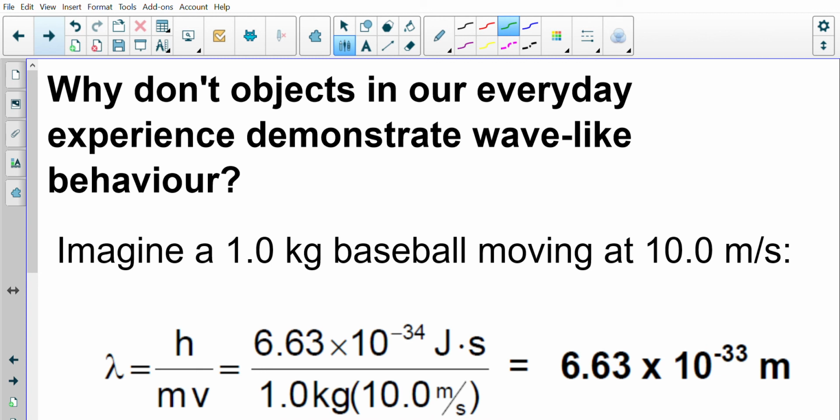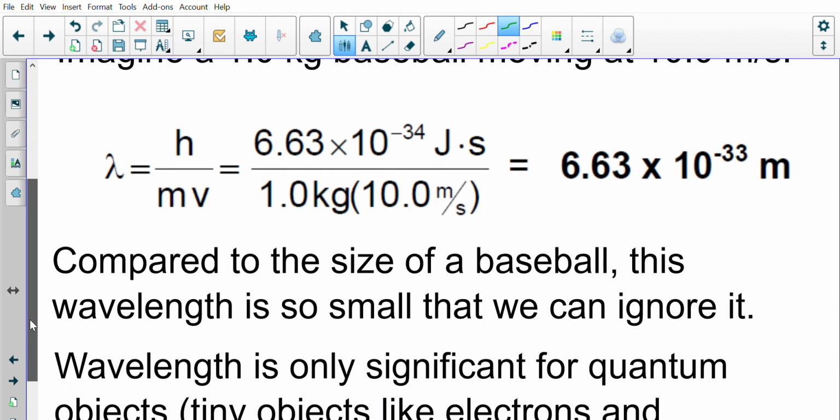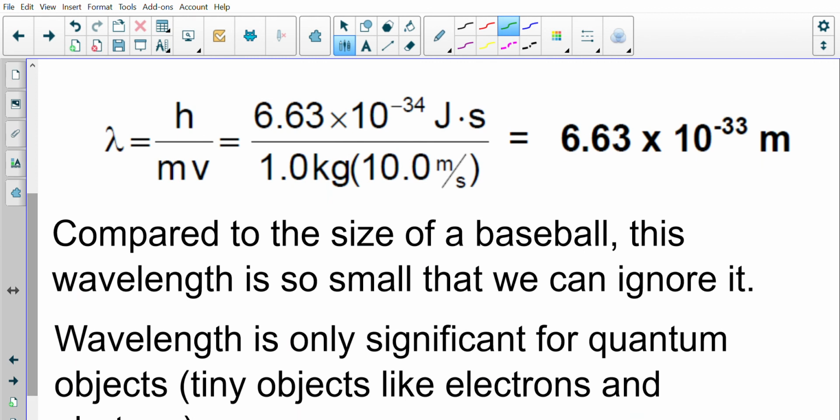So you might be wondering, if everything is both a wave and a particle at the same time, why don't objects in our everyday experience demonstrate wave-like behavior? For example, how come when I throw a tennis ball, I don't see a wavelength associated with that tennis ball? Well, imagine you have a 1 kilogram baseball, same thing as a tennis ball, moving at 10 meters per second. If we calculate the de Broglie wavelength for that object, we end up with something that's times 10 to the power of negative 33.